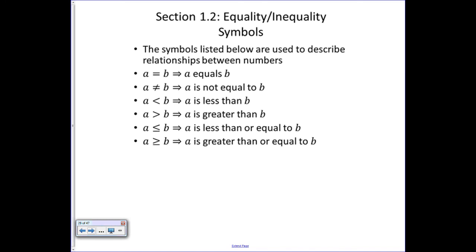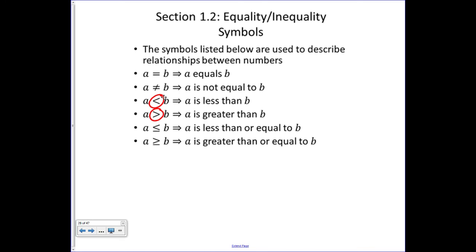This symbol here is a less than symbol, so it says that A is less than B, a smaller number. It can be found to the left on the number line. Here it says that A is greater than B, which means A is a bigger number than B. It'll be found to the right on the number line.